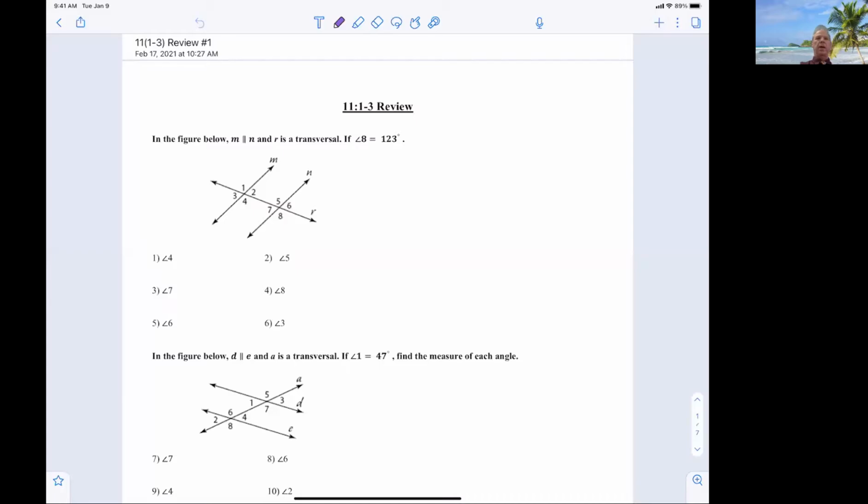All right, here we go. Angle B is 123 degrees. Now you can kind of disregard 1, 2, 3, 4, 5, 6 because I just want everybody to be able to tell me all the angle measures.